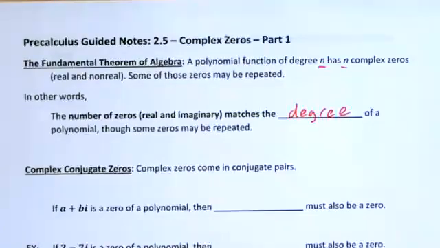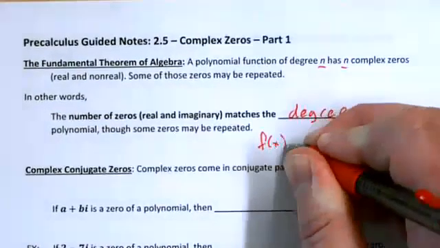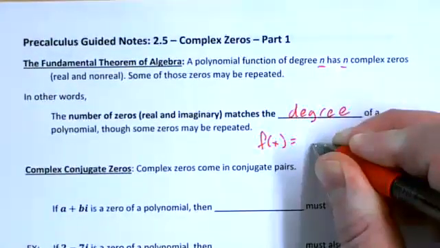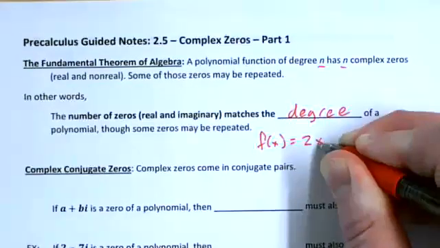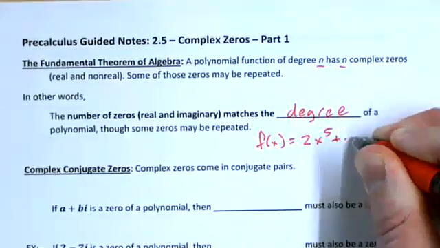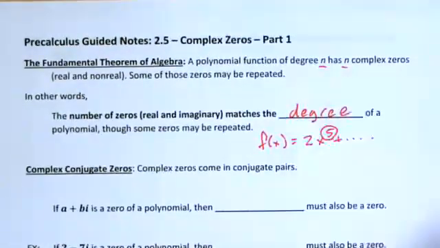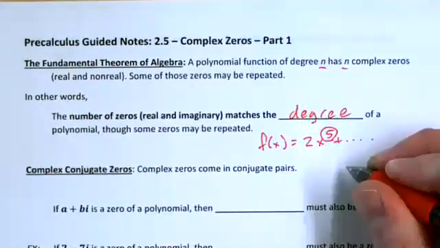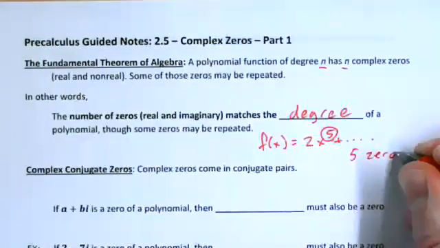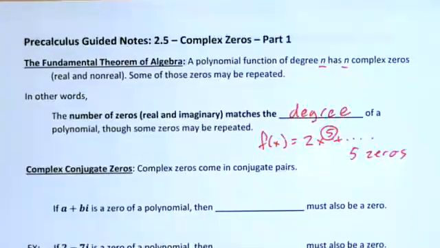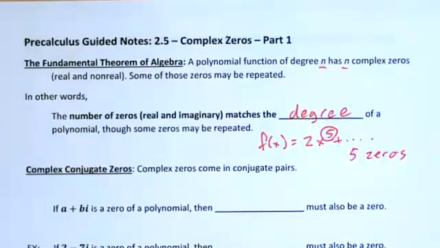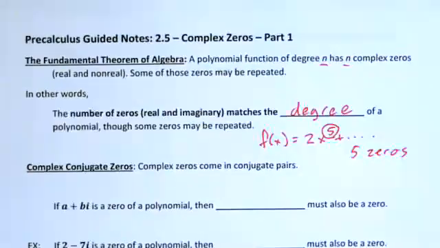So if I had a polynomial function that was, say, a 5th degree polynomial, say its lead term was 2x to the 5th power, then I would know that since this is a 5th degree polynomial, I should be seeing 5 zeros. Those zeros might be real, they might be complex, and it's potential that there could be some repetition.